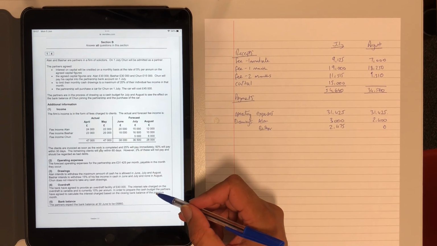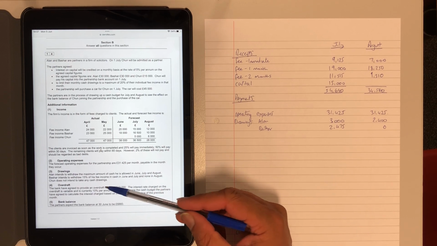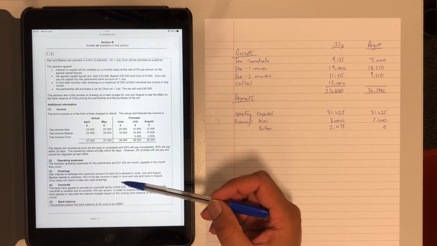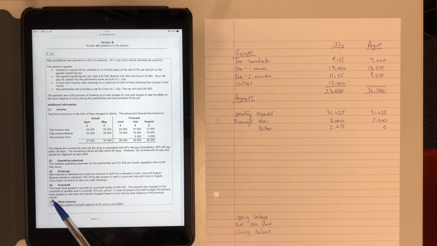Let's look at the overdraft. Now, in terms of the overdraft, it says the bank have agreed to provide an overdraft of £40,000. The interest is 10% variable. In order to prepare the cash budget, the partners have agreed to calculate the interest charged based on the closing balance of the previous month.